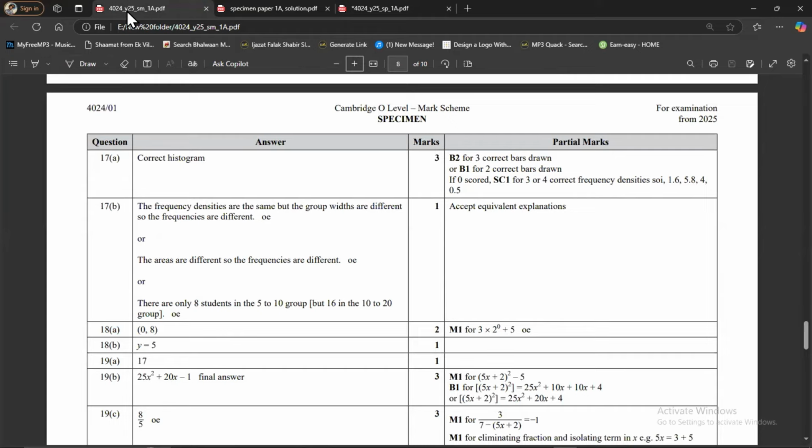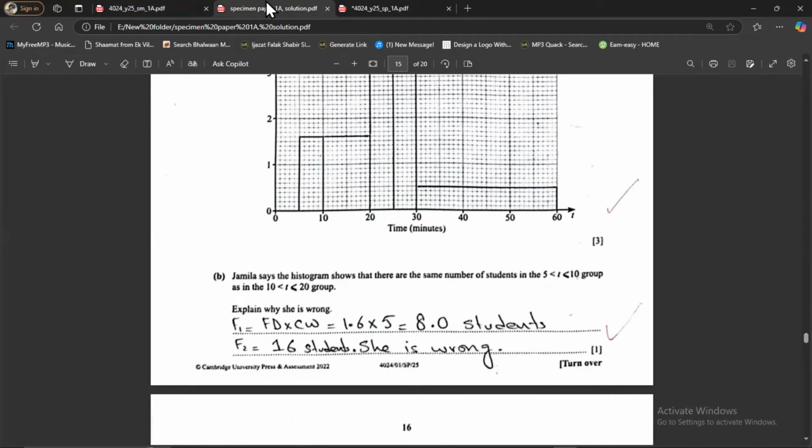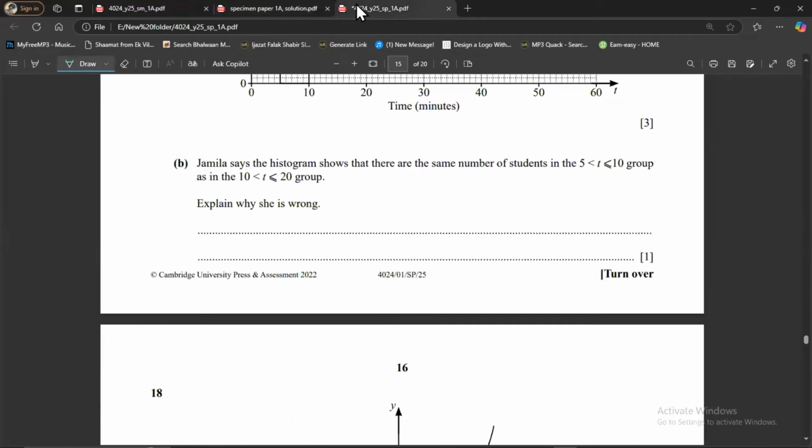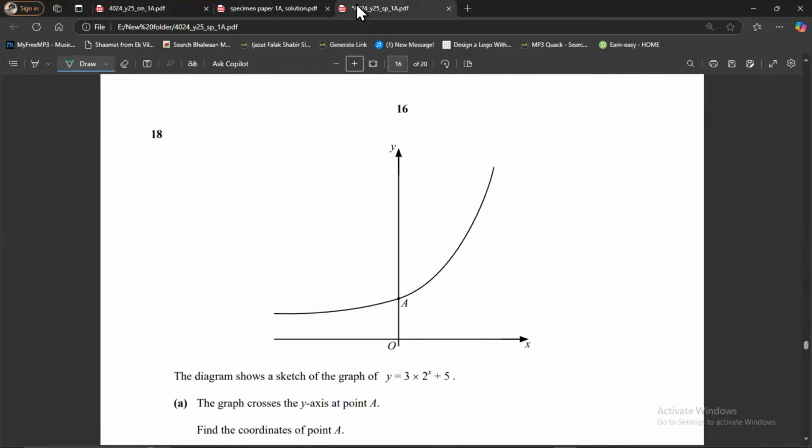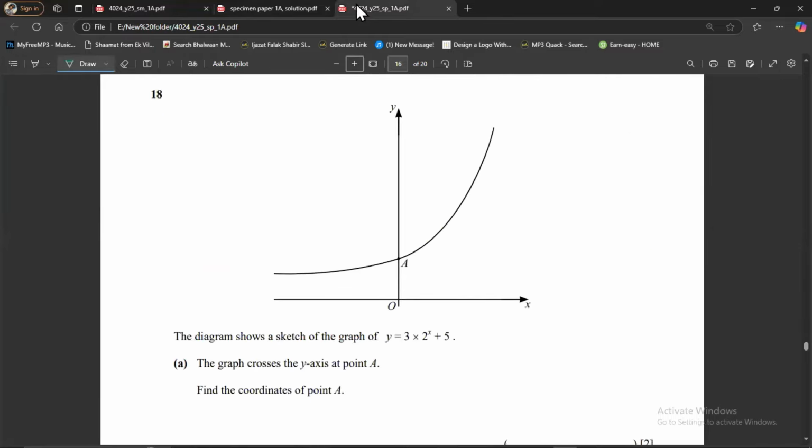Let me check from the marking scheme. You can see question number 17B part showing up on your screen. Hopefully you understand. Okay, so we are going to the next question, and it says question number 18. The diagram shows a sketch of the graph y is equal to 3 into 2 raised to power x plus 5. It's an exponential equation. The graph crosses the y-axis at the point A. Find the coordinates of the point A.